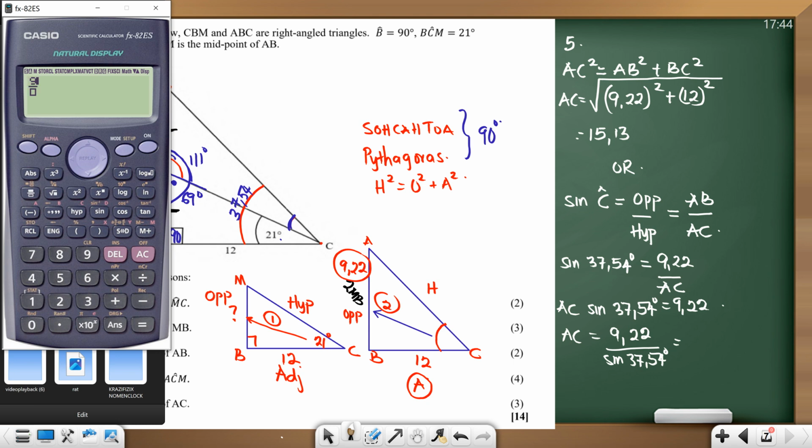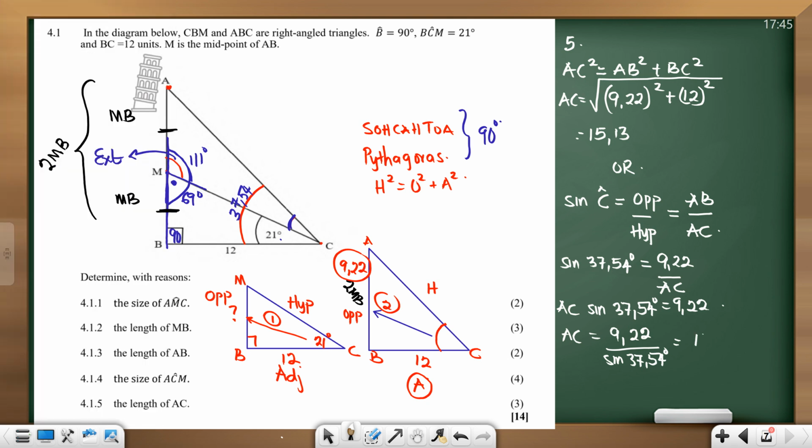What do we have? 9.22 divided by sine 37.54. Oh, I didn't put a sine. Like, what is going on? Can you see my answer? 15.13. Perfect answer even. So I hope using two options made it clearer. Are we okay?